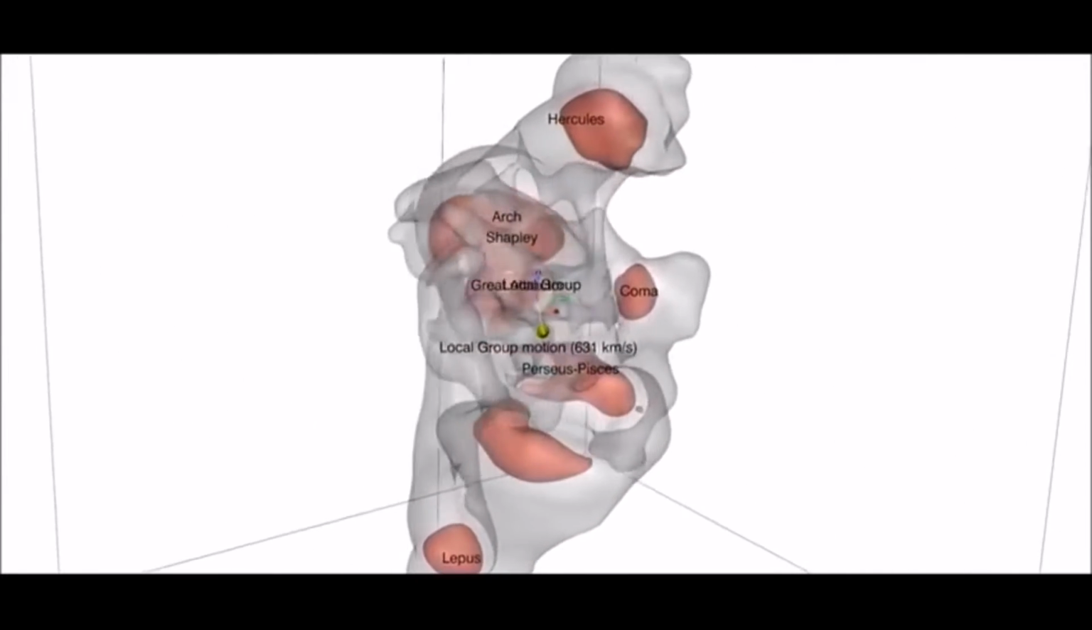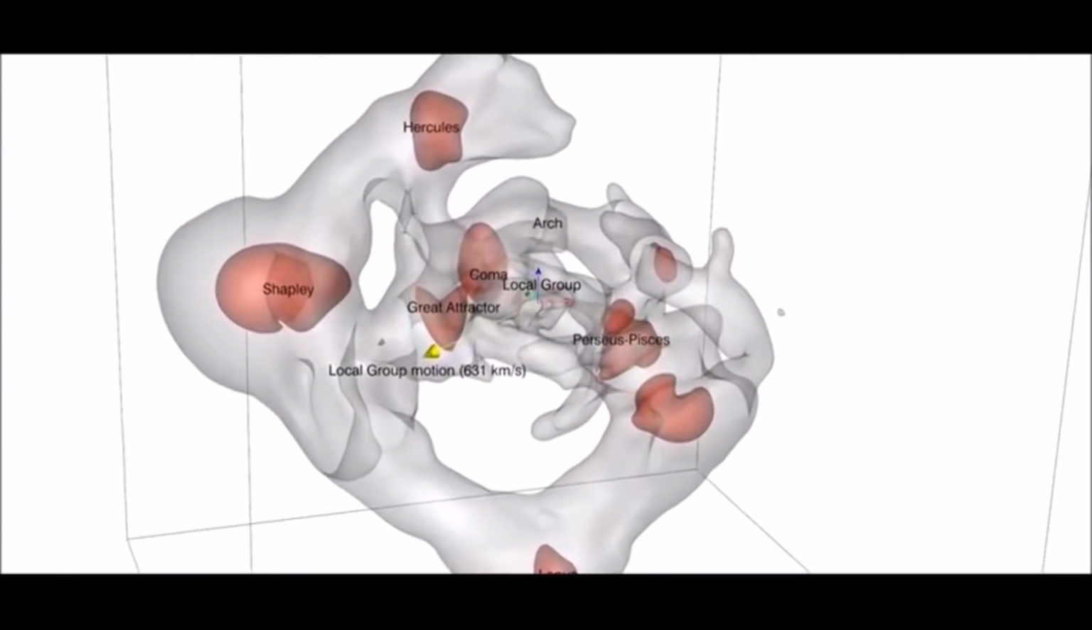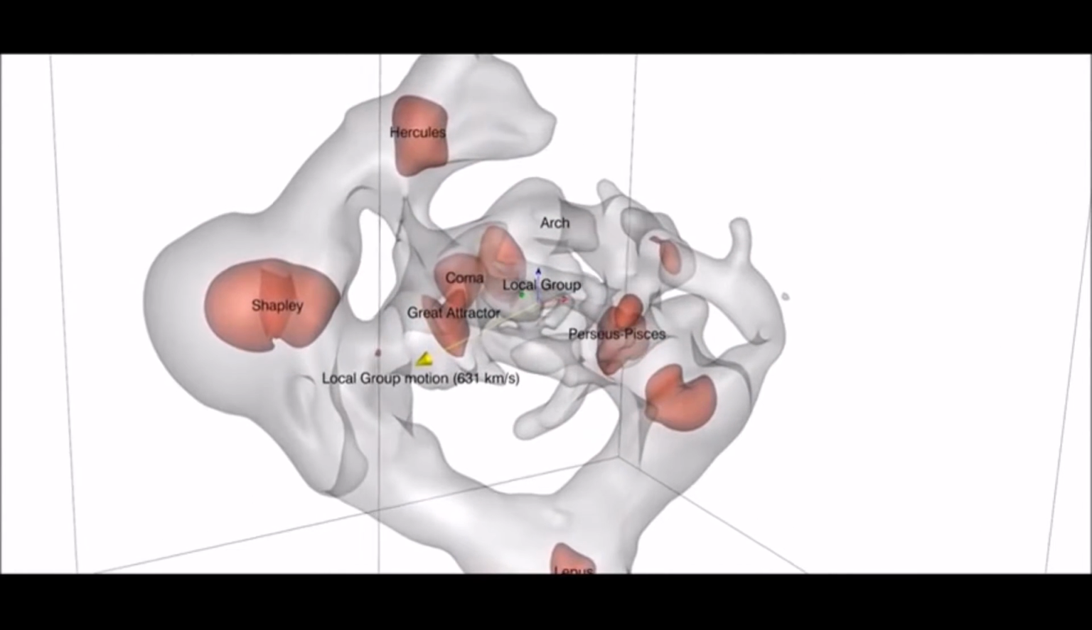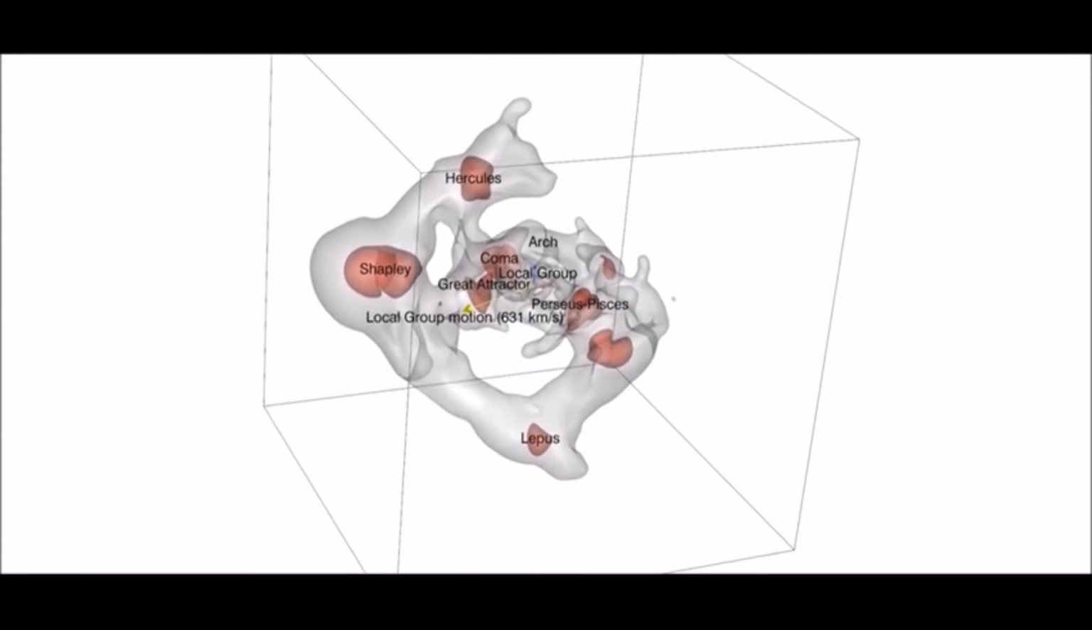Here we trace the large-scale structure of the universe by the filaments and knots of the cosmic V-web. The motion vector of the local group is displayed as a yellow arrow. The scale of the volume under scrutiny exceeds 1.7 billion light-years.